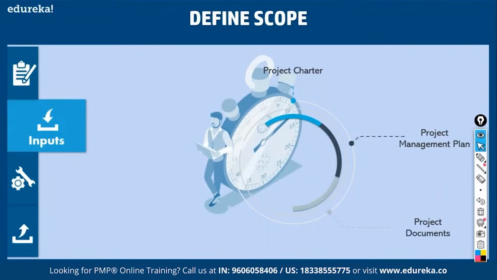Then project documents, whatever project documents are inputs here. See, there is a document called assumptions log. This assumptions log contains two things. Number one, constraints. What are constraints? Constraints are limiting factors. You cannot ignore them. For example, budget is a constraint. Schedule is a constraint. Quality criteria is a constraint. Okay, you cannot violate them.